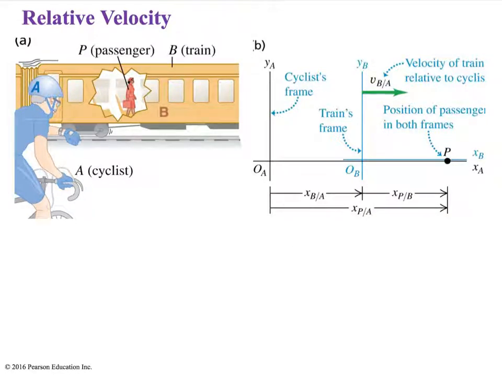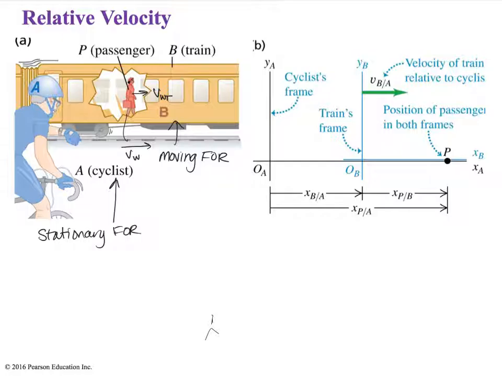So we have another example of a stationary frame of reference here, and that is the cyclist. And the train, again, we like trains in physics, get used to it, is the moving frame of reference. And then we have the passenger. She's walking in the train. We can measure her speed relative to the train, or you might want to measure her velocity relative to the ground. There's two choices.